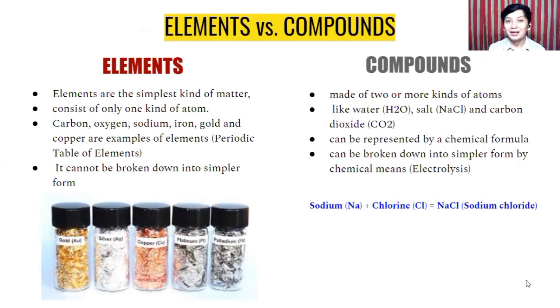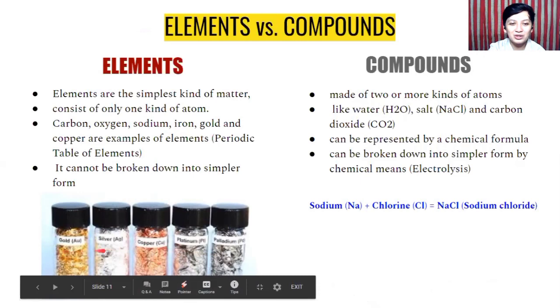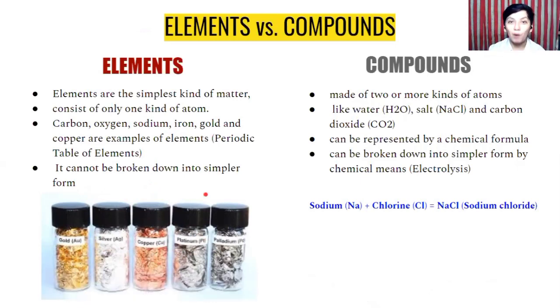Okay, we are not talking about the fire, the wind, the earth, or whatever elements that you are thinking about right now. So we are not talking about the Avatar or the Encantadia kind of elements. So that's not it. So these are some examples of it. So we have gold, silver, copper, platinum, and palladium. And it cannot be broken down into simpler form because these are the simplest form of this matter.